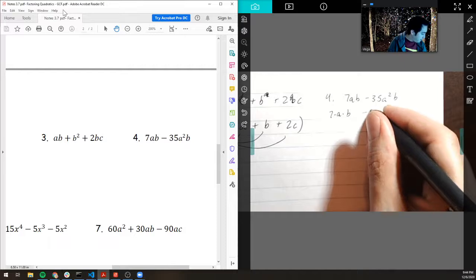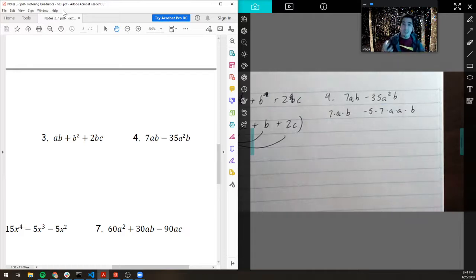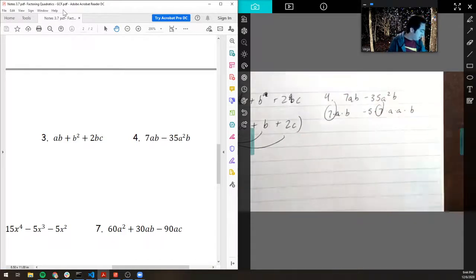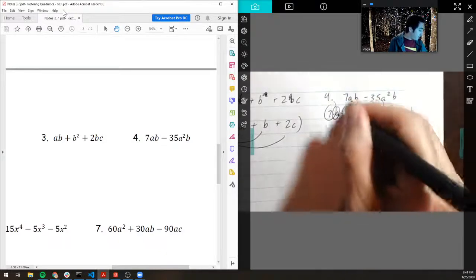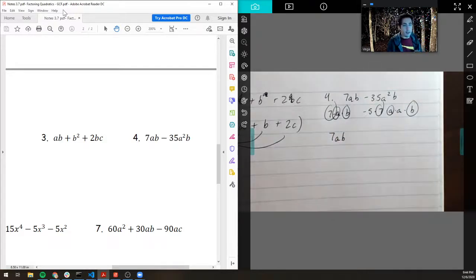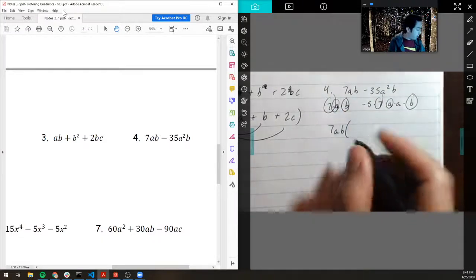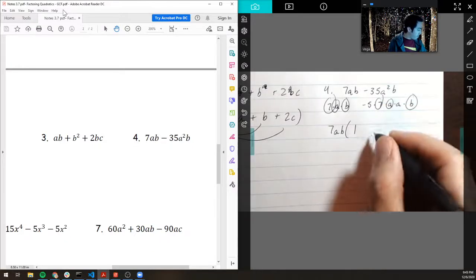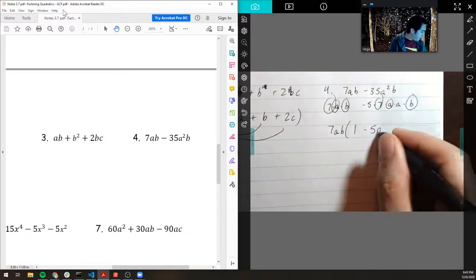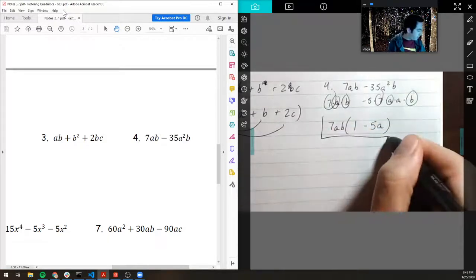So negative 5 times 7. A squared is A times A. And you've got B, right? That's negative 35 A squared B: negative 5 times 7 times A times A times B. What do they have in common? Well, they both have a 7. They both have an A. And they both have a B. So they both have 7AB. Now, when I factor that out, what am I left with? Well, I factored out everything from this term, so I'm just left with 1. Here, I'm left with negative 5 and A. So 7AB times (1 minus 5A). There's your factors.